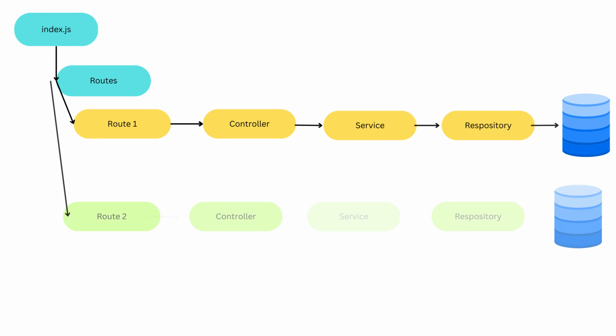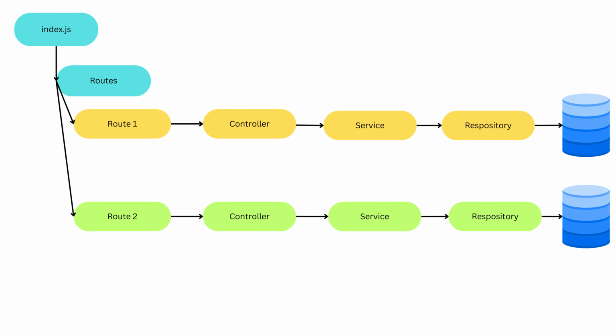So as you can see in this diagram, we have controller, service, and repository. And basically, the repository class is responsible for handling all the database related stuff. So let's go ahead and configure the MongoDB.